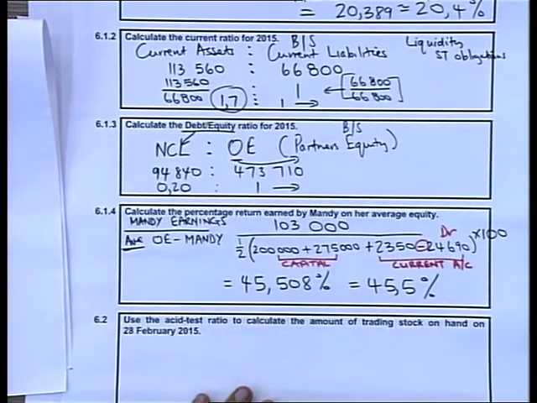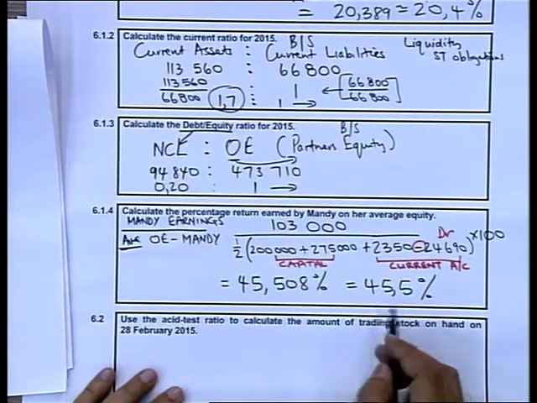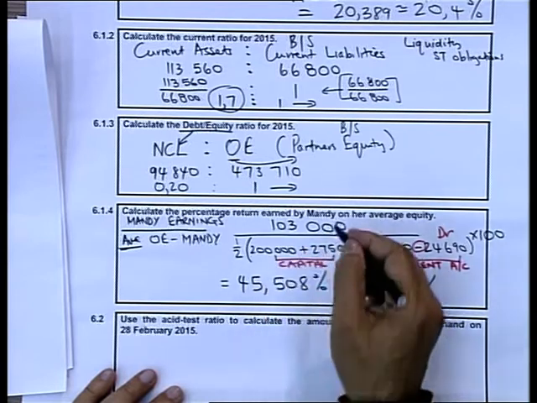If we're taking it to one decimal, it will only be 45,5%. Okay, which is a very good return, because she's almost getting close to 50% of the money that she put in, she's getting that back.